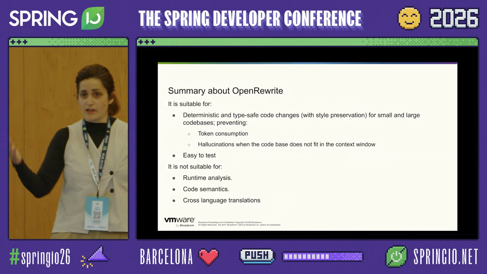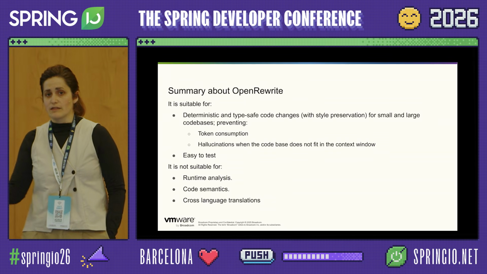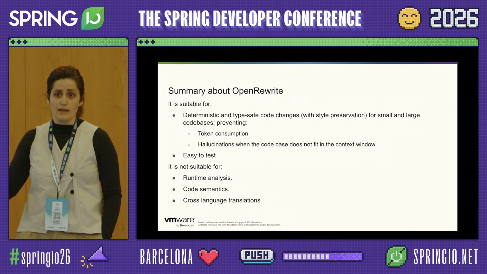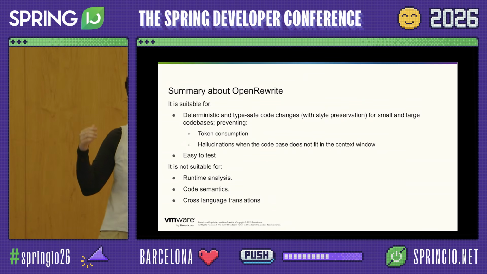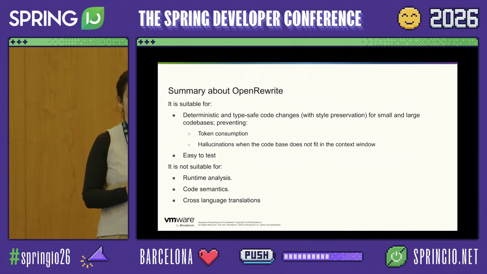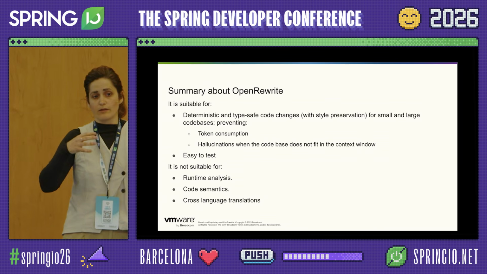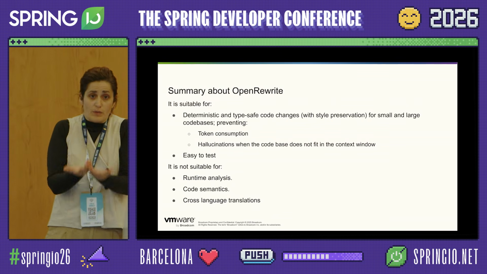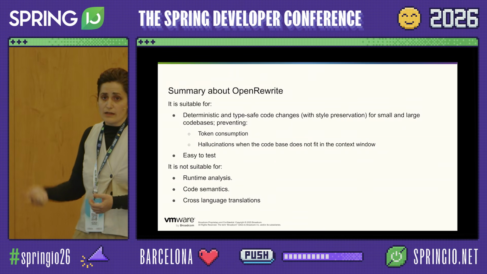So as a simplification or a summary about OpenRewrite, the main benefit is that it's deterministic, and because it's deterministic, it's easy to test. Easy to test, but also cheaper to test. We will see that in reality. But there are some corner cases if you are making, I would say, complex migrations, or you are not making changes about the same technology, that is not complete enough, or you need something else, right? One is runtime analysis, code semantics, and cross-language translation.